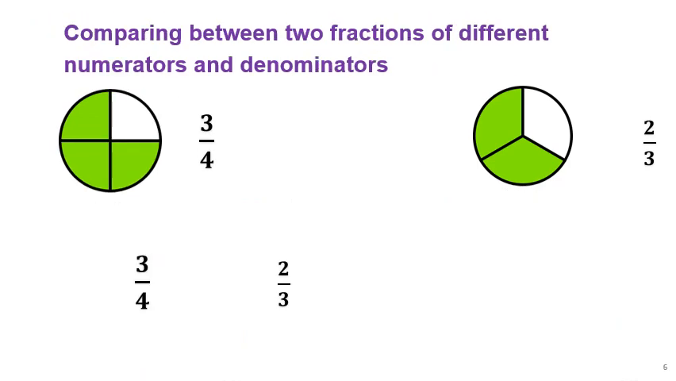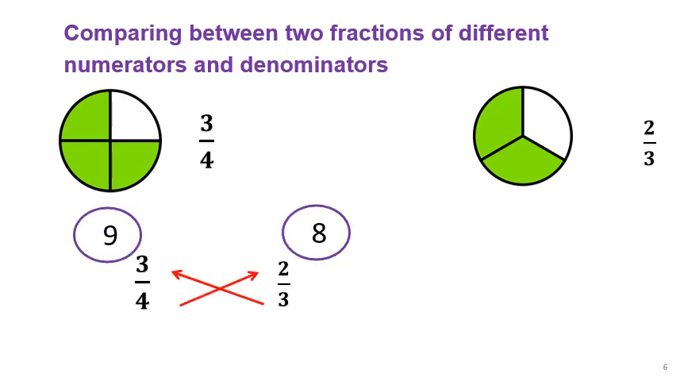Here, it also asks you to compare two fractions of different numerator and denominator. I have a new method which is easier than the previous one. I have here 3 out of 4 and 2 out of 3. How can I compare these fractions? By using cross multiplication. 3 times 3 equals 9. 4 times 2 equals 8. Which is greater? 9 is greater than 8. That means 3 out of 4 is greater than 2 out of 3.